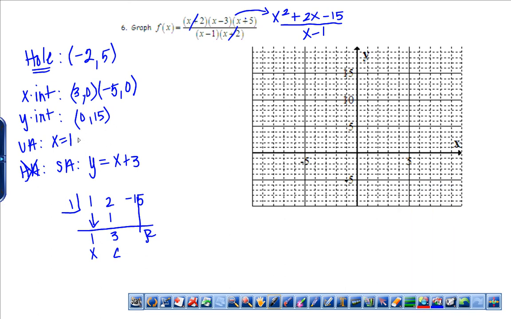You have a vertical asymptote at x equals 1. 0, 15, 3, 0, negative 5, 0, x plus 3, so you're going to go up 3, 1, 2, 3, and then you have a slope of 1. Okay, the one thing I've left out is the hole at negative 2, 5, so go over negative 2 and up 5, and this is the way you graph a hole. You just put a big open circle.